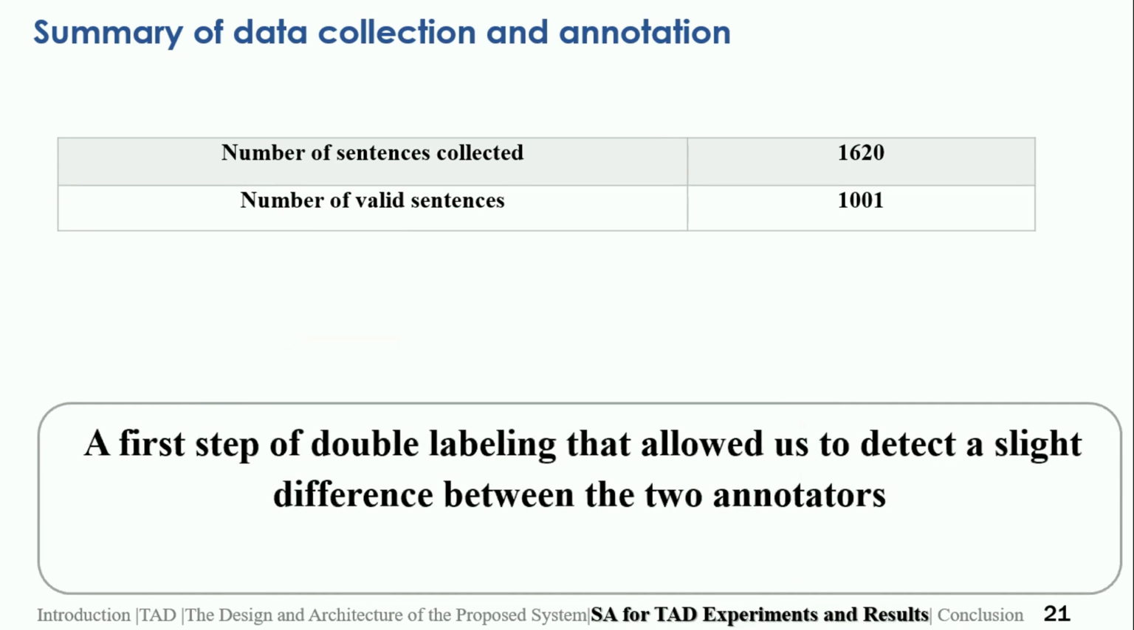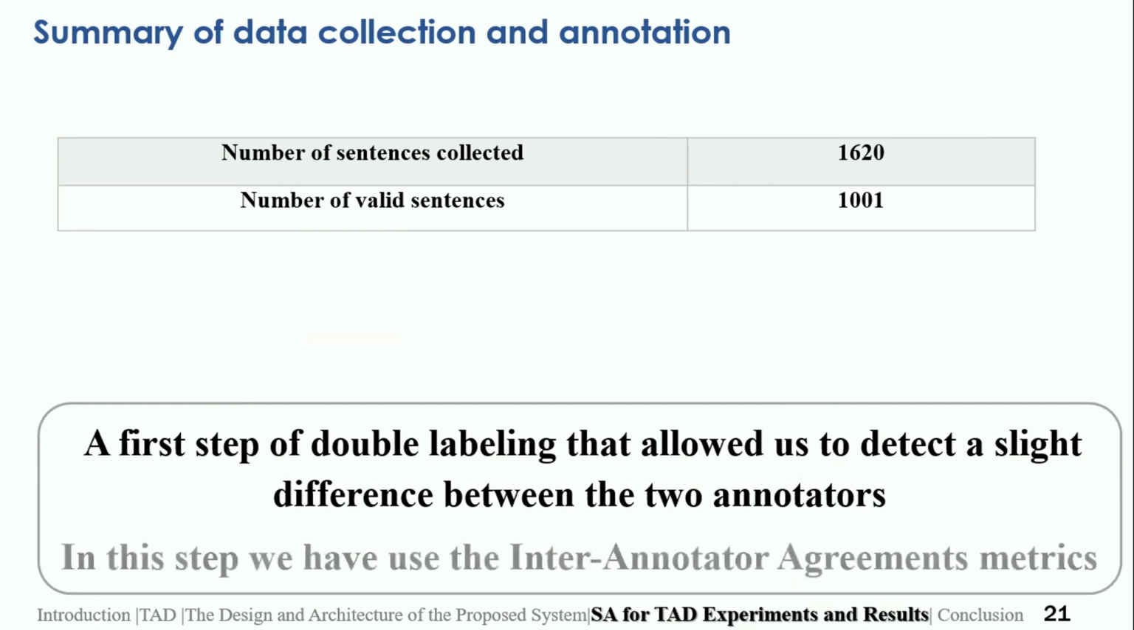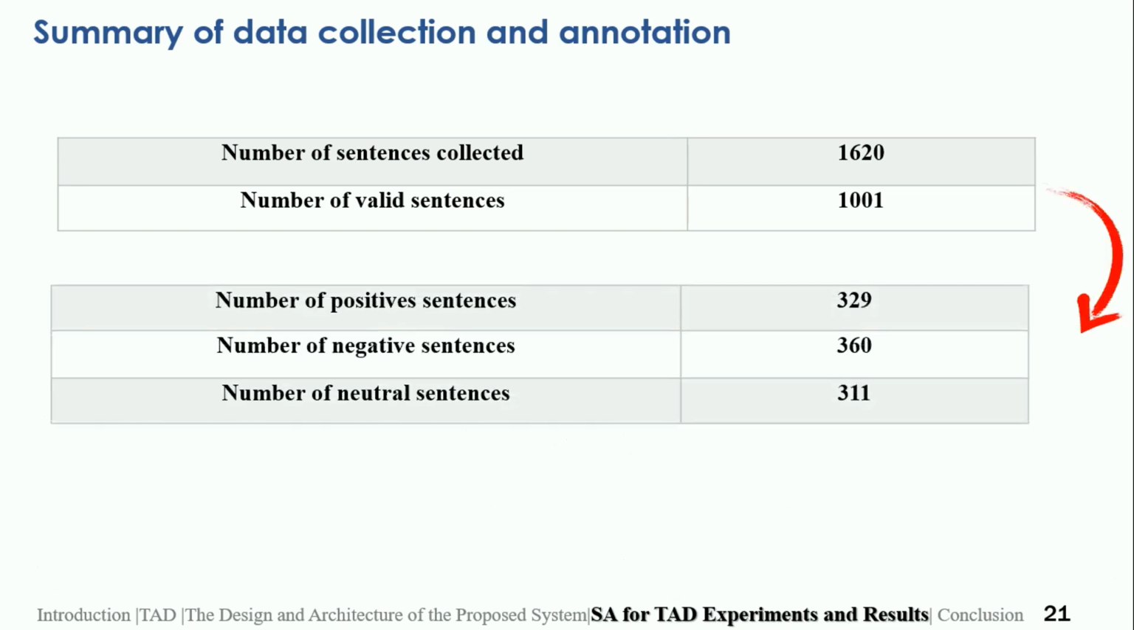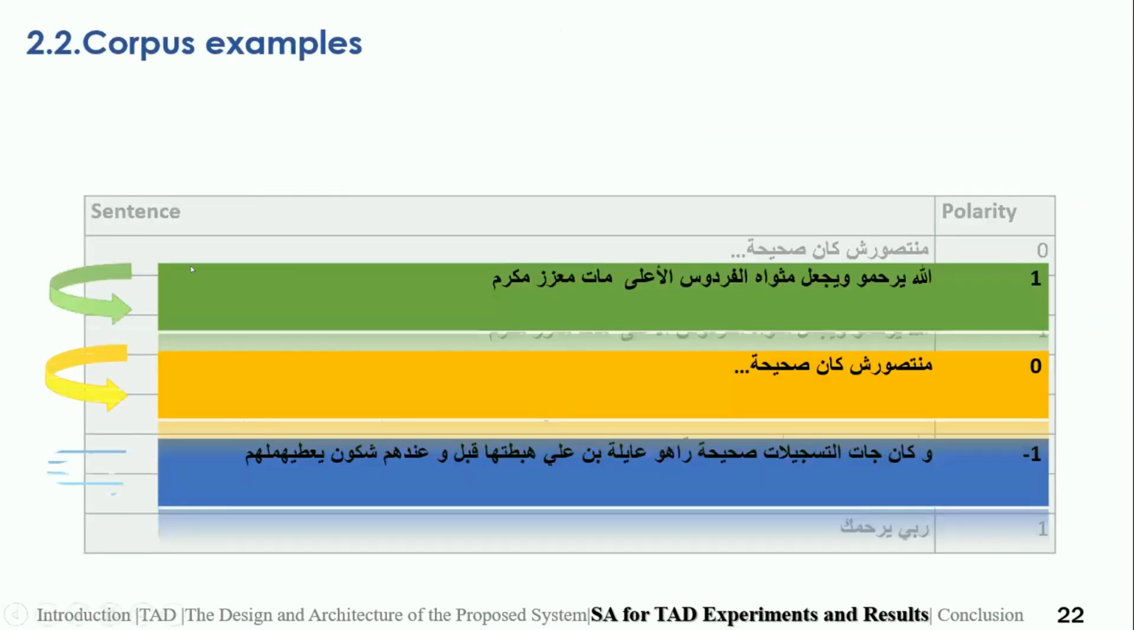The double labeling allowed us to detect a slight difference between the two annotators. In this step, we used the inter-annotator agreement matrix. Then we have our dataset with positive sentences, negative sentences, and neutral sentences. This is some examples from our dataset. The first one is a positive sentence with a polarity of 1. The second one is a neutral sentence.